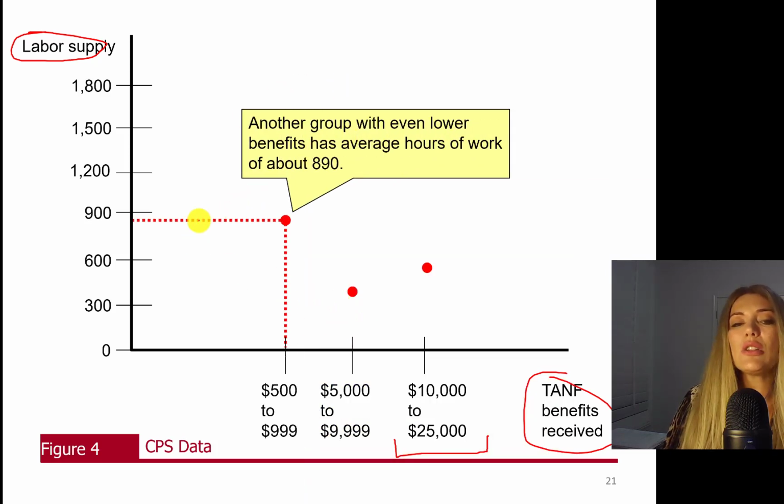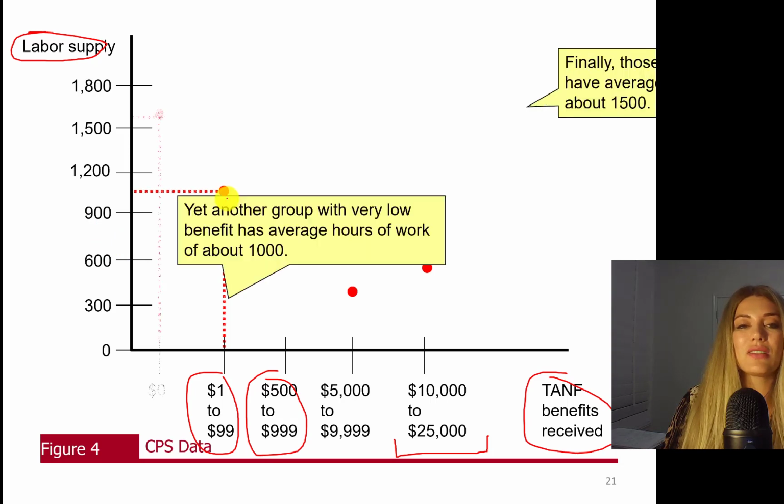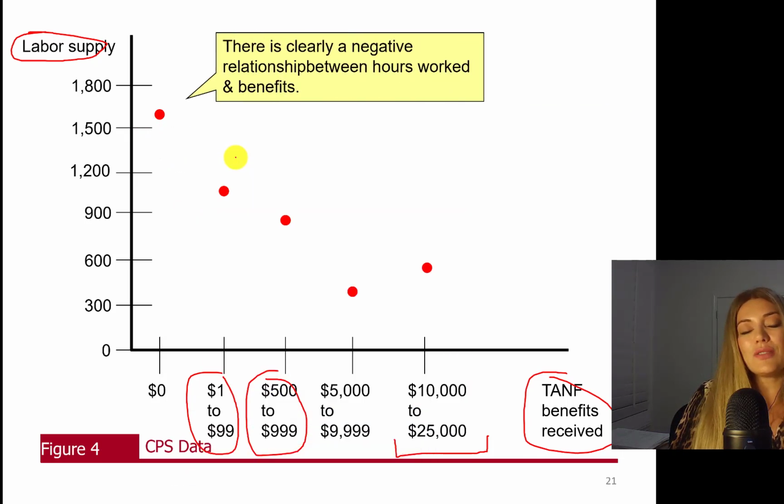Another group with even lower benefits, $500 to $999, very low. They work about 890 hours. And yet another group with very low benefits, $1 to $99 a year. They work about 1,000 hours a year. Finally, single mothers with zero benefits have average hours of work of a little bit more than 1,500 actually.